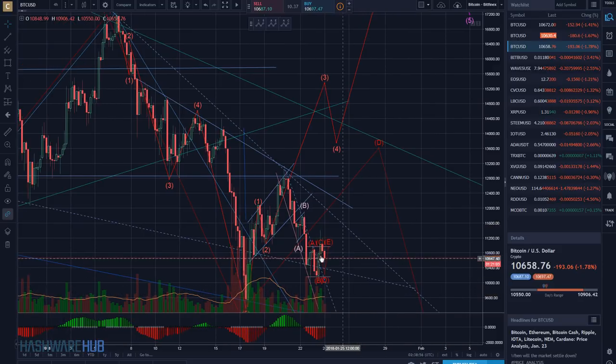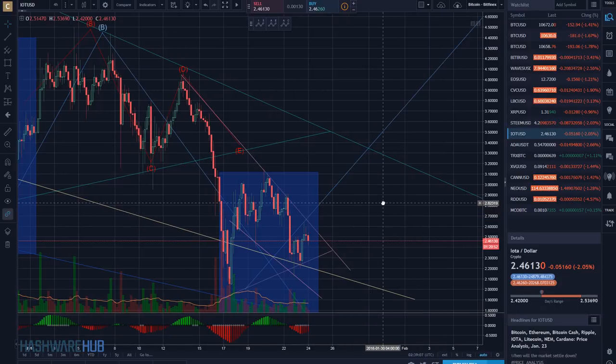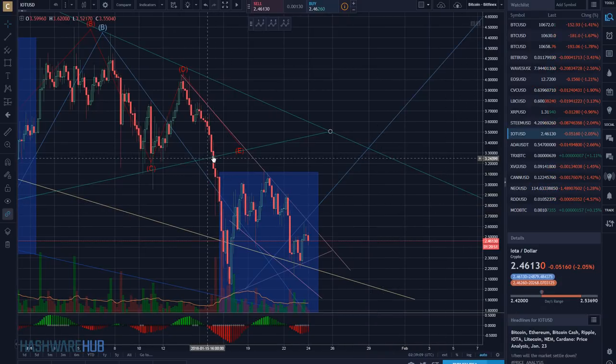But yeah, I mean, we're still down here. We're still in this large downward facing wedge or a downward facing triangle. So who's to say that the correction should be over here for IOTA. And obviously, it makes sense if Bitcoin is continuing to correct, and that's kind of the sun, and everything else is, you know, the moons and the planets spinning around it.